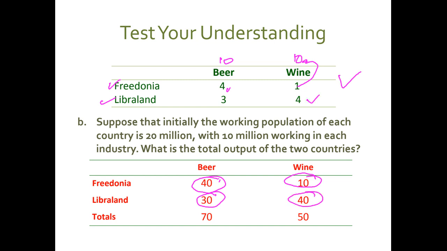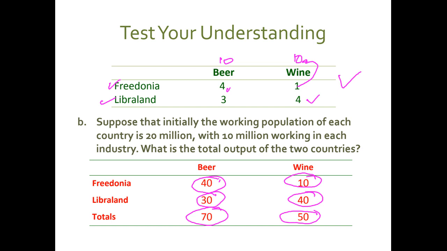So the total production of these two countries, the total production of beer would be 70 and the total production of wine would be 50 million, whatever be the units. If you are measuring in liters, then it will be 50 million liters. So this is the total production. Remember this: beer 70 million, wine 50 million. Remember, there's no trade right now because you can see both countries are producing both products, that is beer and wine. Let's see what would happen if trade takes place.